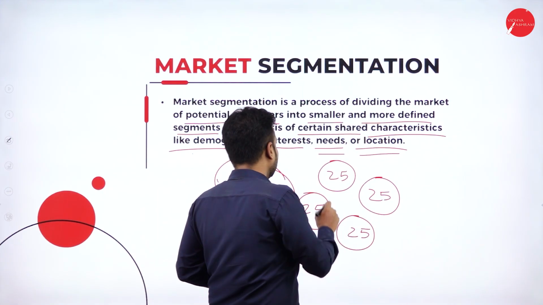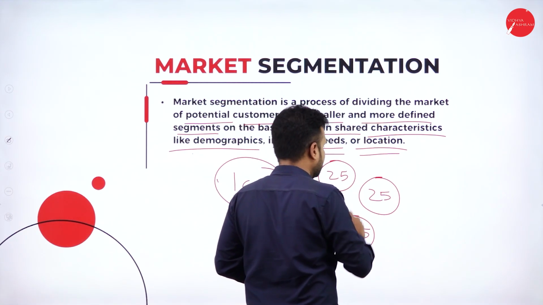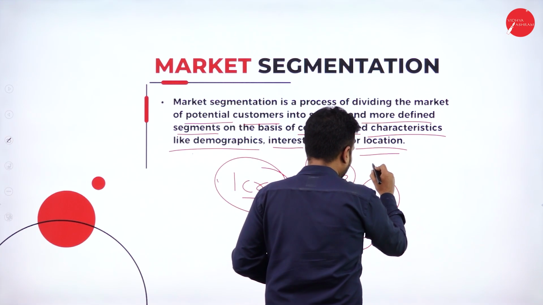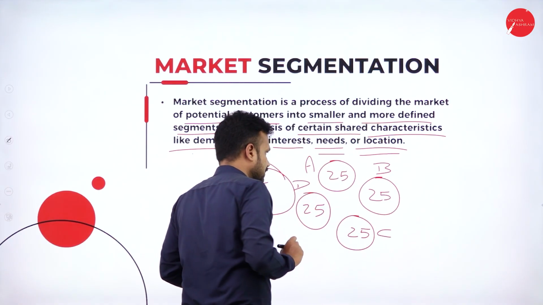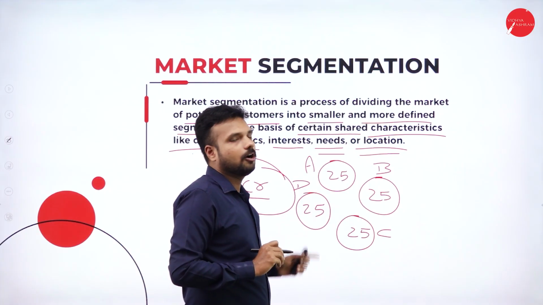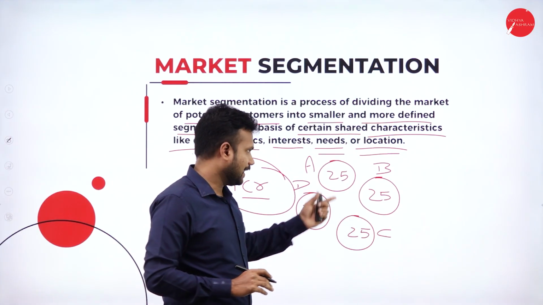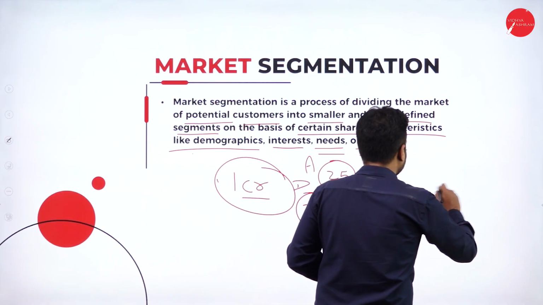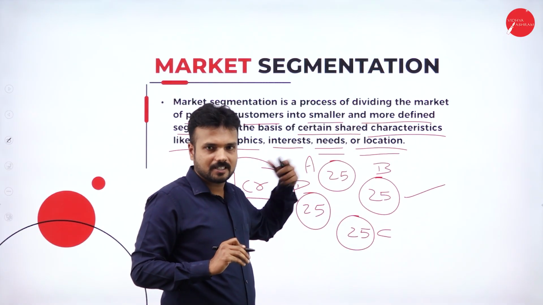Let me do one thing. Let me give a name for the different groups of categories of customers, or segments of customers. Segment A, Segment B, Segment C and Segment D. There are 4 segments of consumers, of which the consumers who are going to purchase my product are only B segment consumers. These are the only consumers who are going to purchase my product.